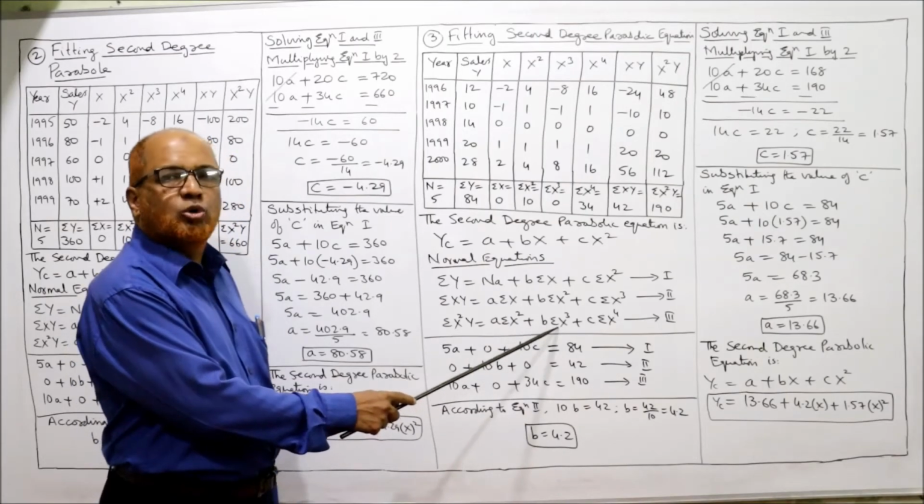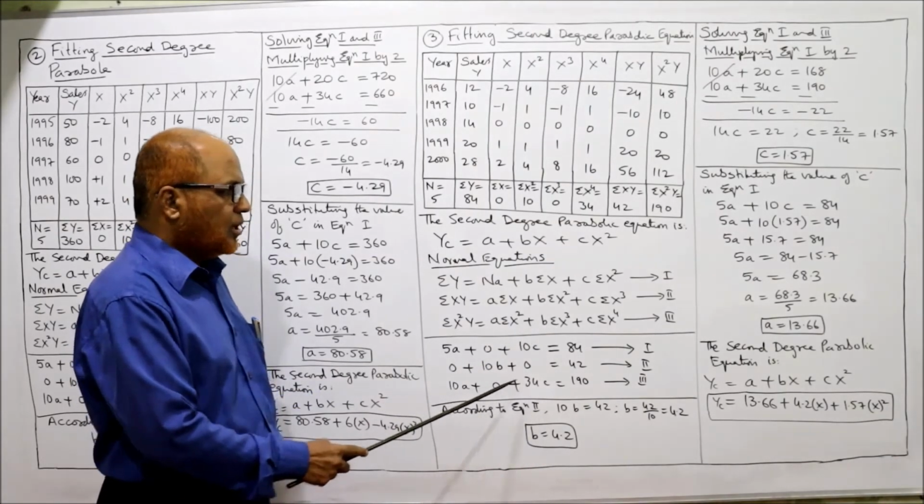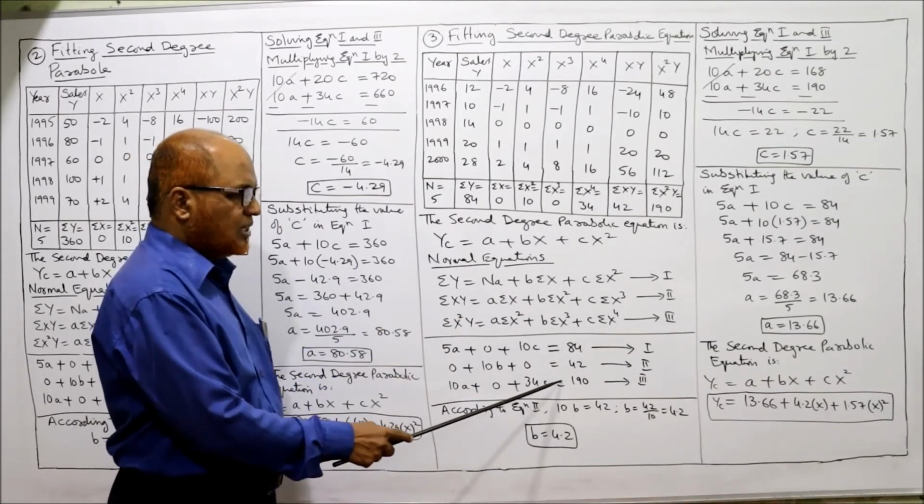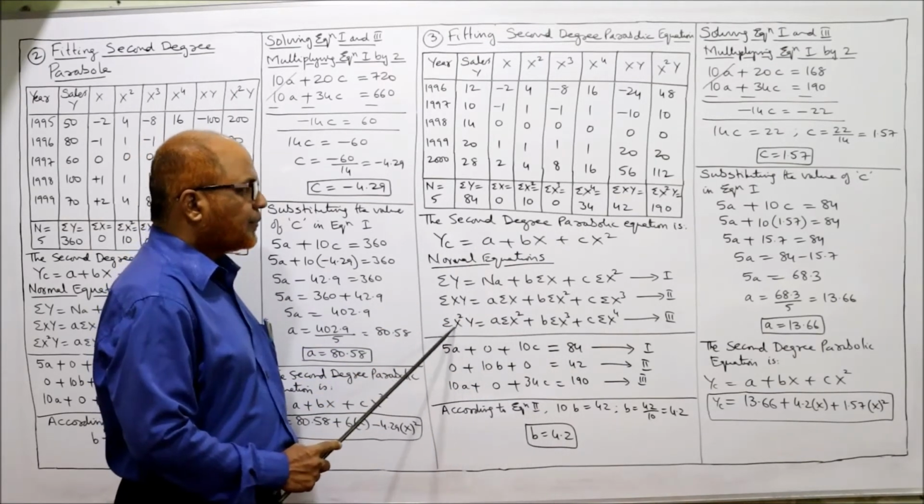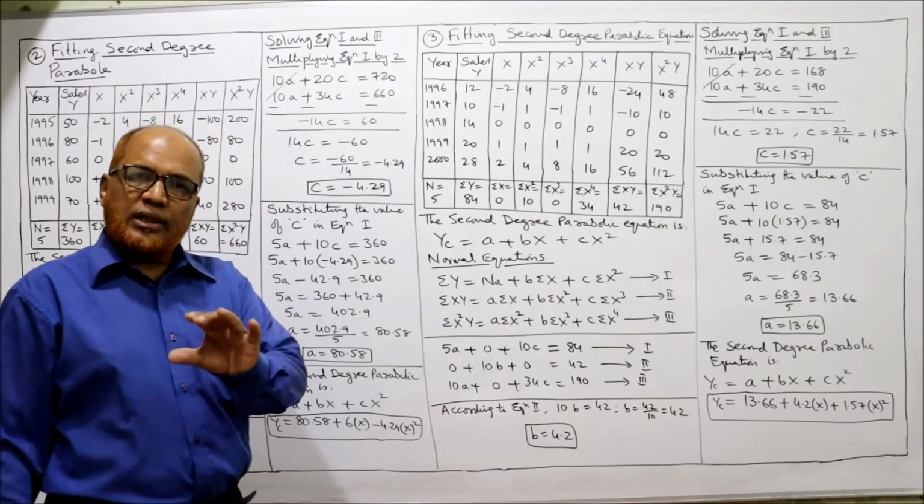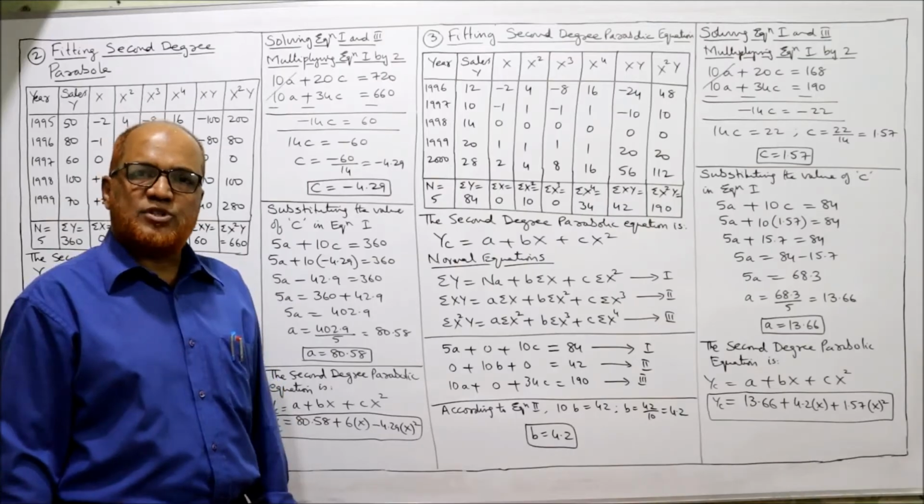Second equation substituted. Third equation: a summation x square is 10, 10a. b summation x cube is 0, so 0. c summation x to the power of 4 is 34, 34c is equal to summation x square y. How much is x square y? 190. Got it. All the three equations we have substituted.